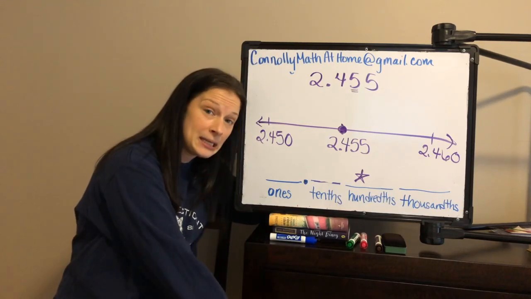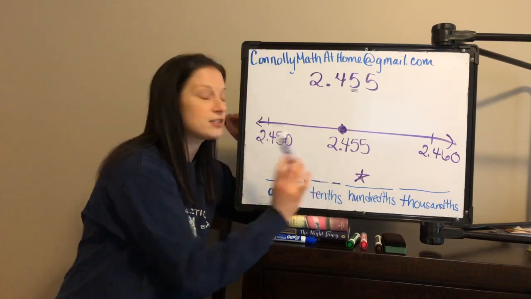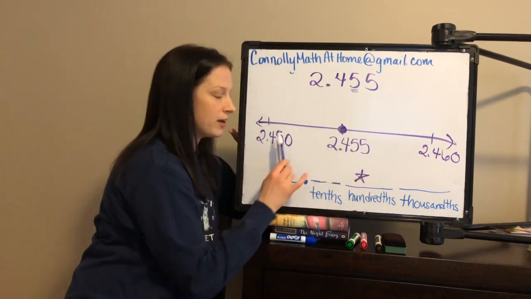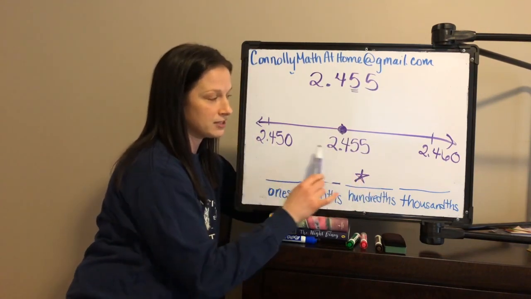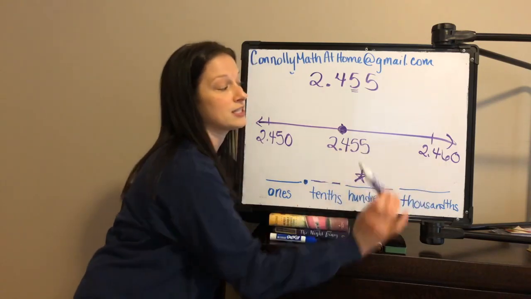So can we say which one it is closest to? It is 5 thousandths away from 2 and 450 thousandths, and it is 5 thousandths away from 2 and 460 thousandths.